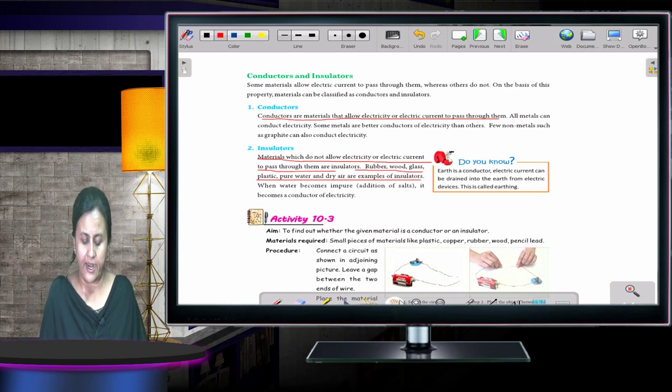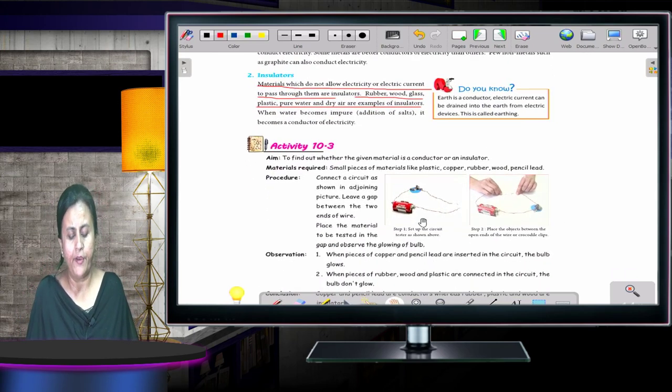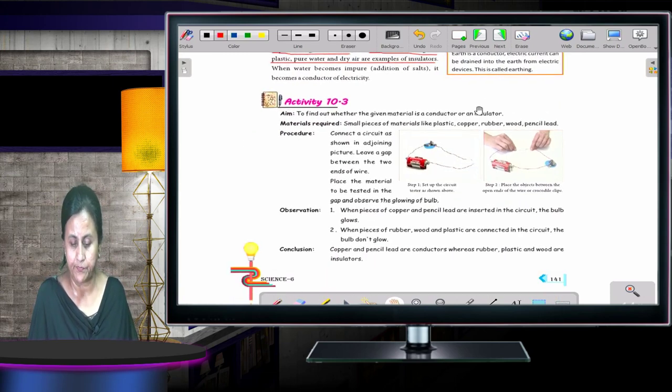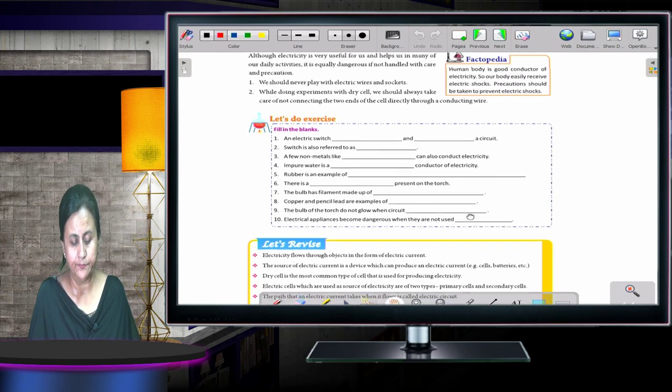So, now there is one more activity to find out whether the given material is a conductor or an insulator. You can just go through it. Now, moving to the next one.